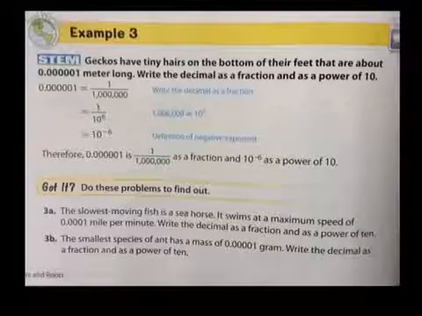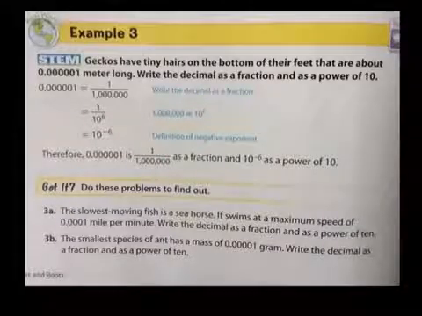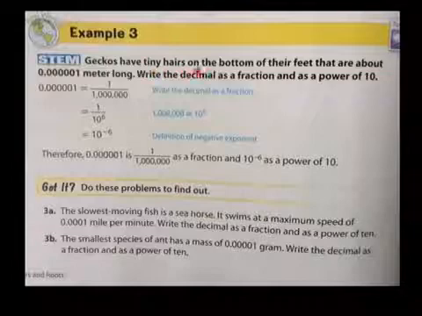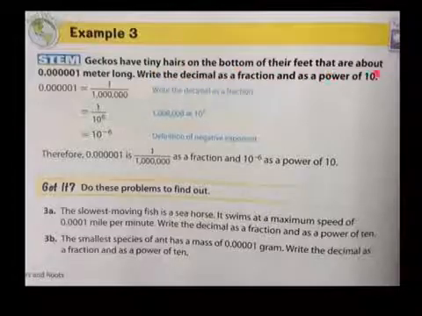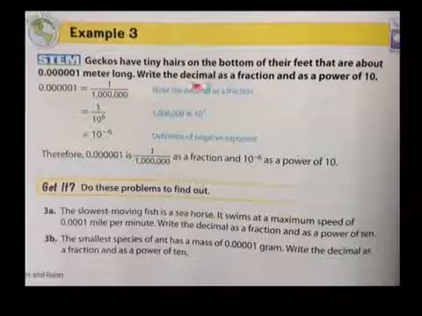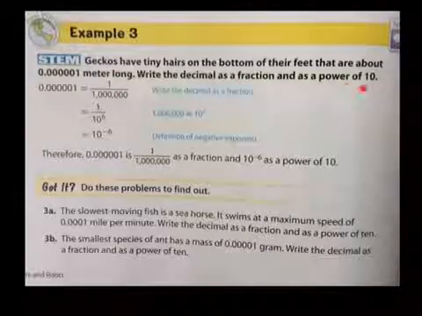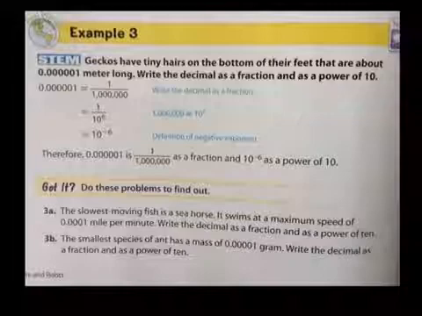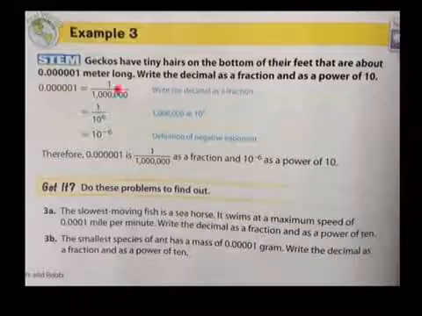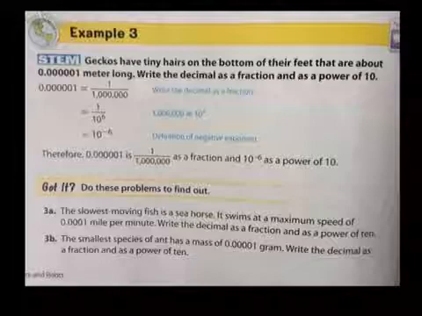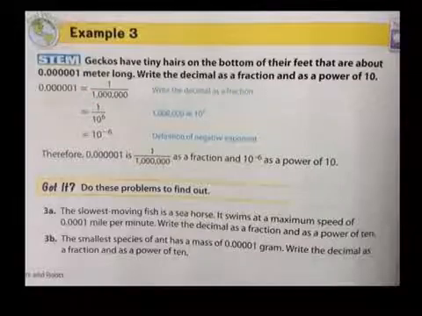Example 3, we have a word problem. Okay, let's read it. Geckos have tiny hairs on the bottom of their feet that are about 1/1,000,000th meter long. Write the decimal as a fraction and as a power of 10. So here we have 1/1,000,000th. How many zeros do we have? 1, 2, 3, 4, 5, 6. So we know it's 10 to the power of 6.